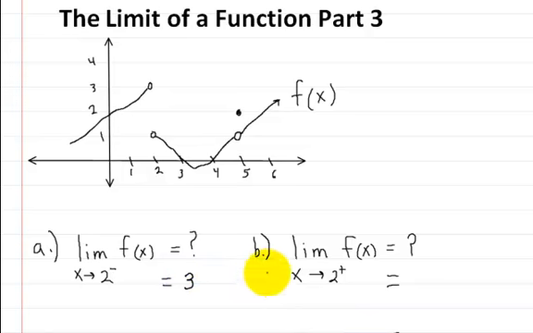Now, what happens if we approach from the right side? So let's do problem B. So what's the limit of f of x when we approach 2 from the right side? So if we're over here and we're coming this way, and as we approach from the right side, we're going to get the value of 1. So B is 1.